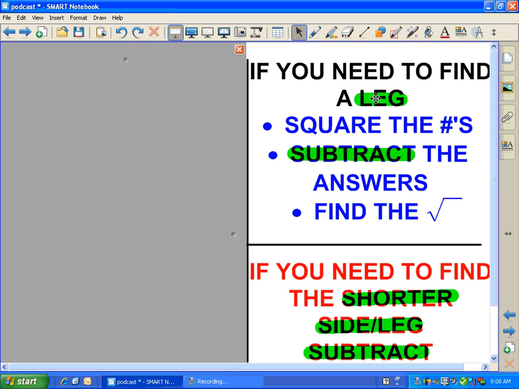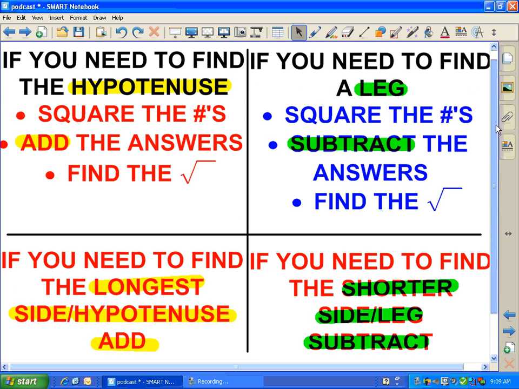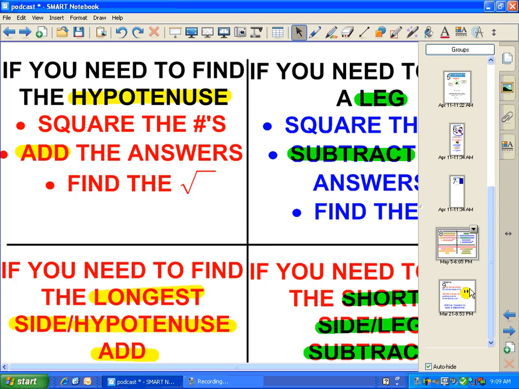If you need to find a leg, square the numbers, subtract the answers, find the square root. If you need to find the shorter side or leg, you're going to subtract. Now you can compare and contrast the difference. Basically, you're going to add if you're asked to find the hypotenuse. You're going to subtract if you're finding the leg. That's the difference, guys.